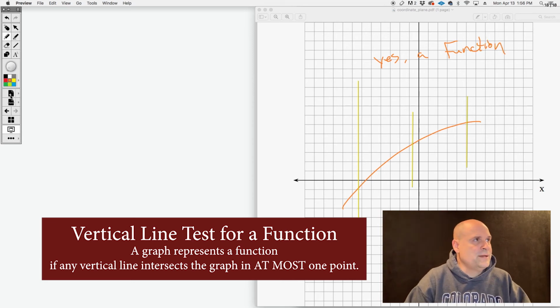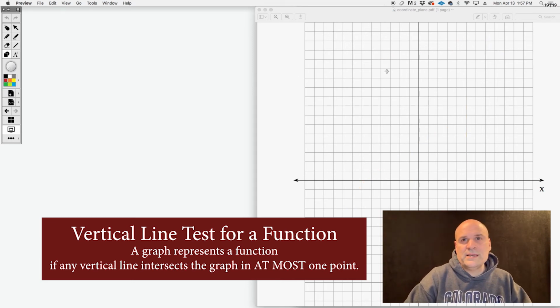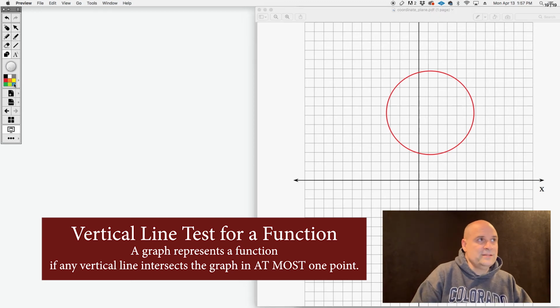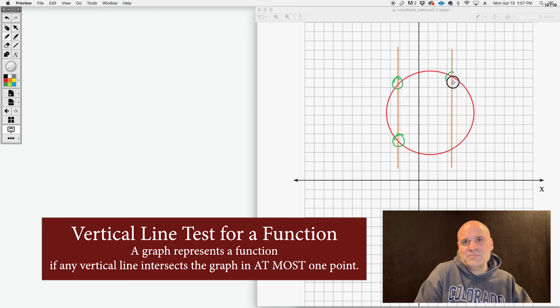Okay, all right, let's try another one. Let's say my function looked like this. Uh-oh, what is that? That's a circle. Does the vertical line test work? Well, let's see. Let's draw some vertical lines. Look at that. It's touching more than one place every time. So this is not a function. See how it's touching multiple y's for every x. So we're going to say no, not a function. How sad for the circle.